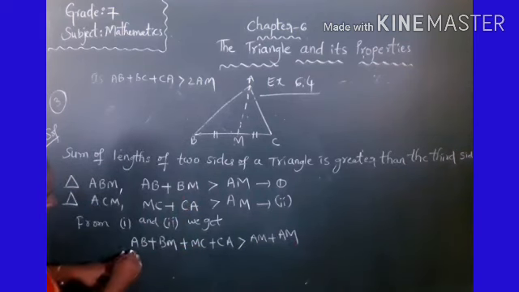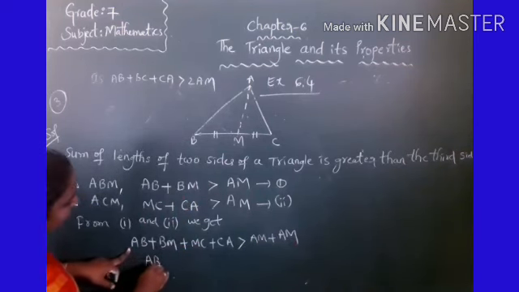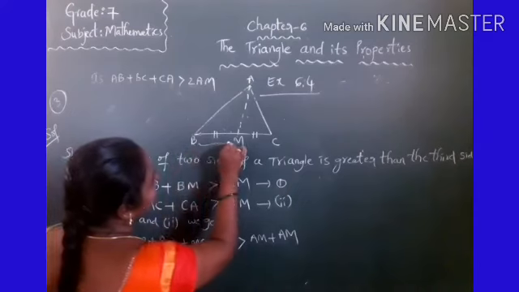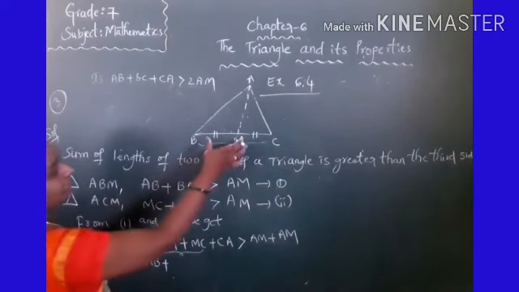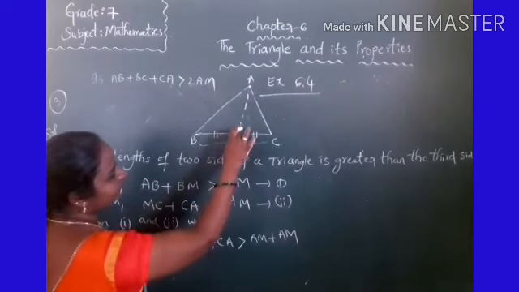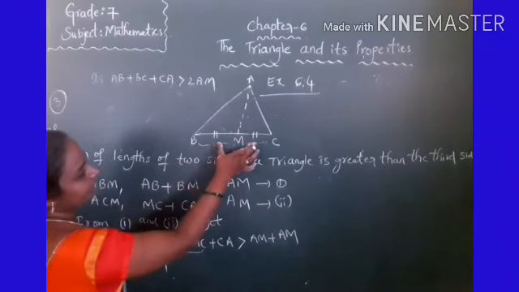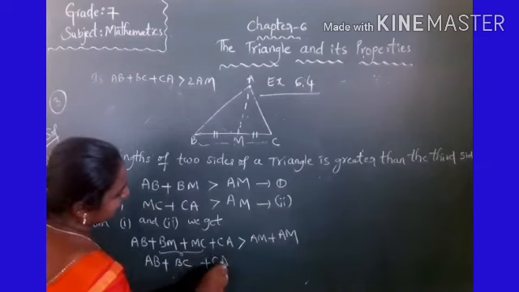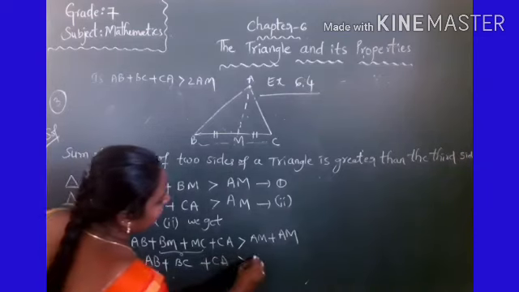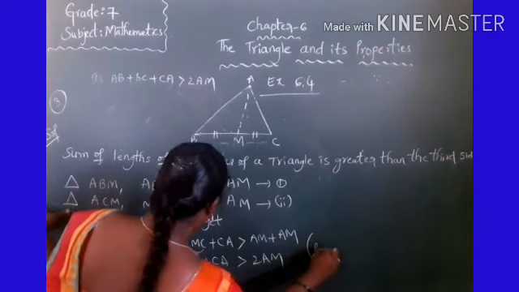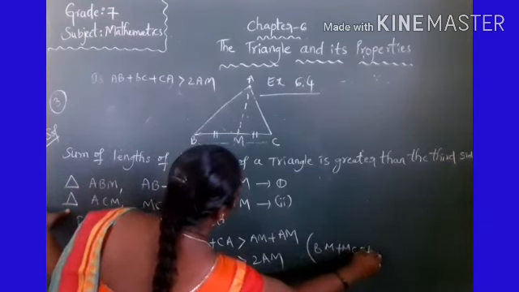So here observe AB plus BM and MC. Both are, observe, BM and MC. The median divides BC, so that means the median is the midpoint of BC. These two lengths are equal to the total length of BC. So BC plus CA is greater than AM plus AM. Now observe here, BM plus MC is equal to BC.